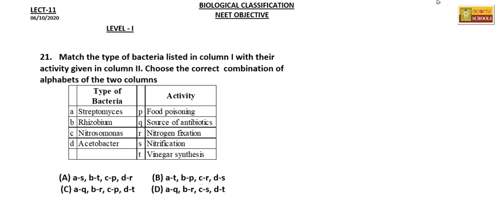The next question, match the type of bacteria listed in column 1 with their activity given in column 2, and choose the correct combination. So here the first one, Streptomyces. These Streptomyces are bacteria and they are the source of antibiotics. From them we obtain antibiotics. Then Rhizobium, these are symbiotic bacteria that help in fixation of nitrogen. So that is nitrogen fixation.